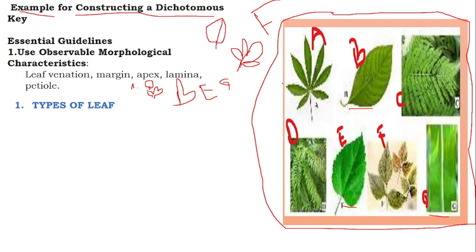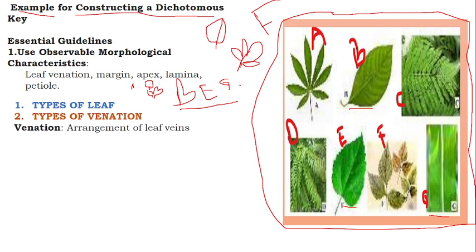Okay. Like point number one, we can say that for the simple rifts, you should go to 2. The simple rift is not able to distinguish those three rifts. You should come here, number 2, what you call types of venation. If you are remembering venation, there are two kinds of venation.